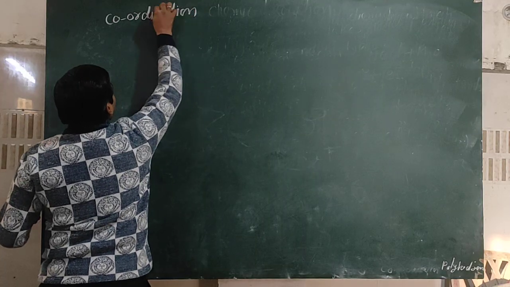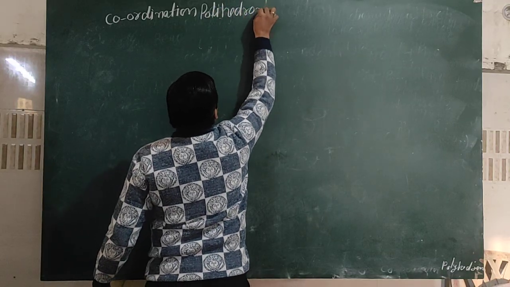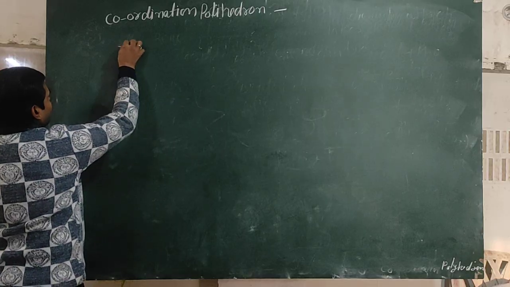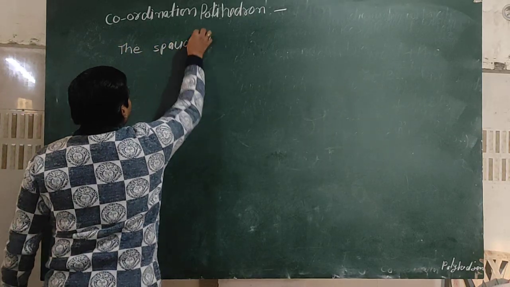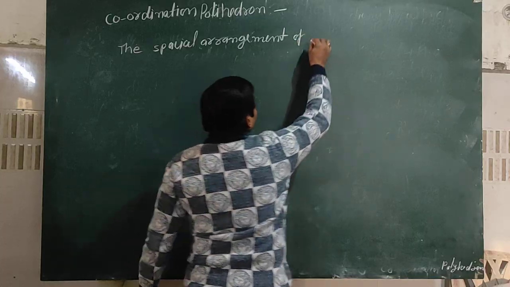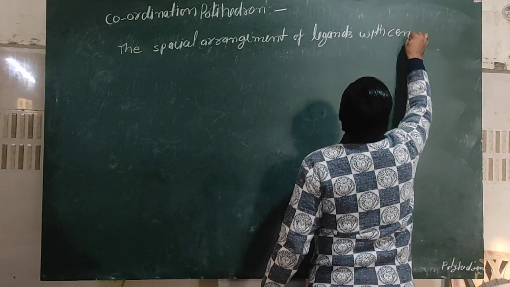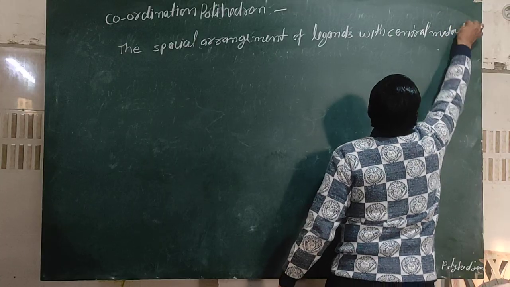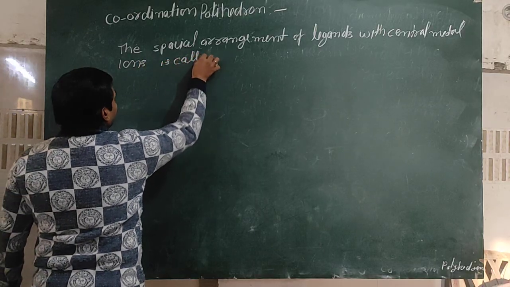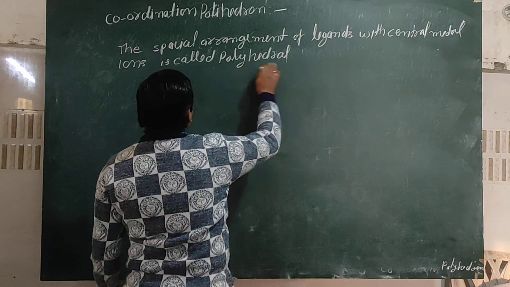Coordination polyhedron. Actually, the spatial arrangement of ligands with central metal ions is called coordination polyhedron.